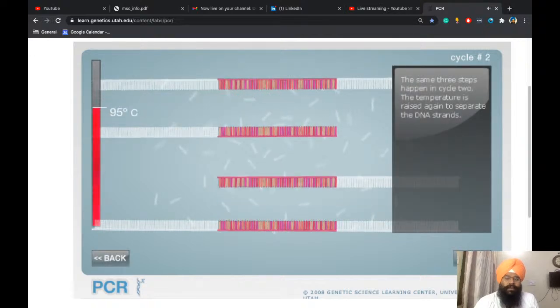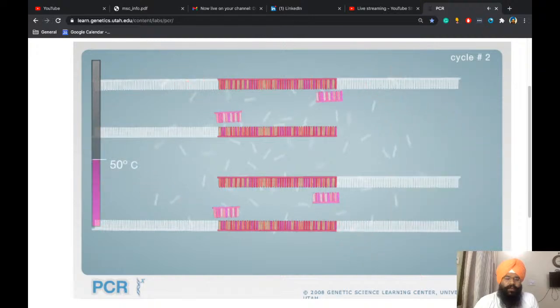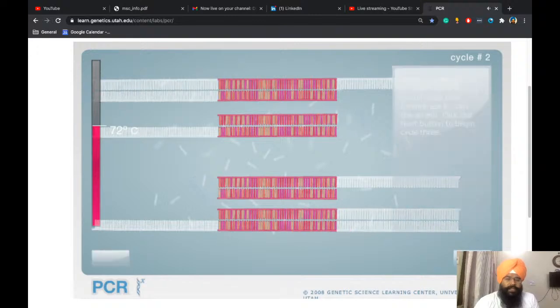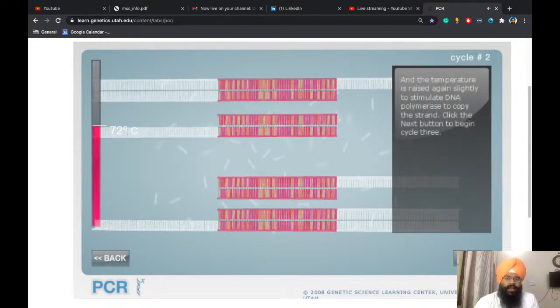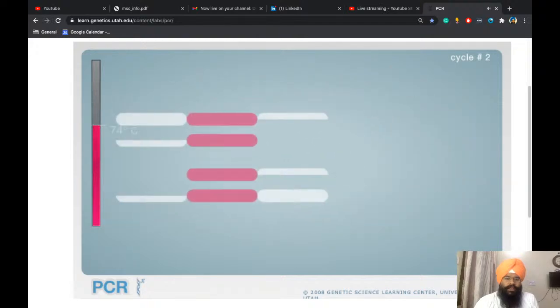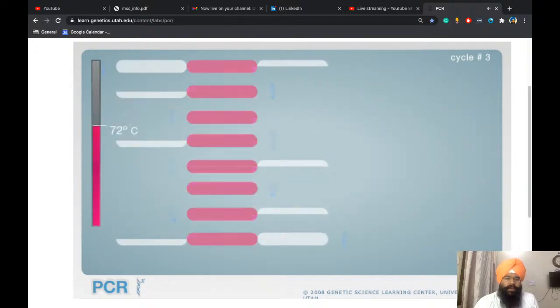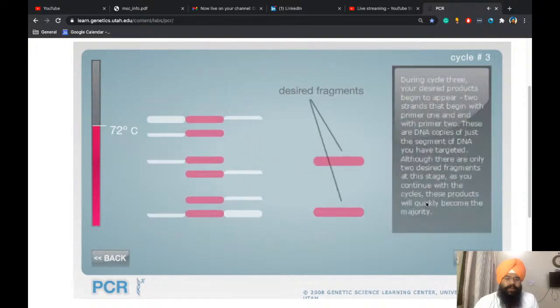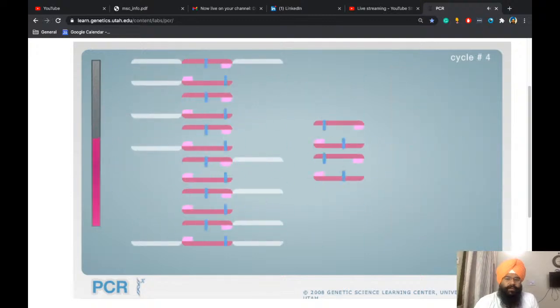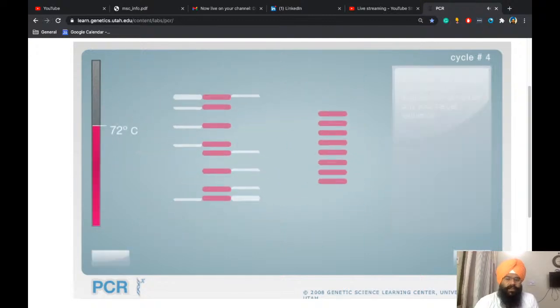So the same 3 steps happen. We make it 95 degrees Celsius, 50 degrees Celsius, primers are attached, then 72 degrees Celsius, DNA polymerase is attached. So in cycle 2 again, you have more copies of the DNA sequence. Then in cycle 3, we separate them again, and do it like that. So you now have the desired fragments at cycle 3. Like this, we will have 30 cycles and the reactions will keep continuing.